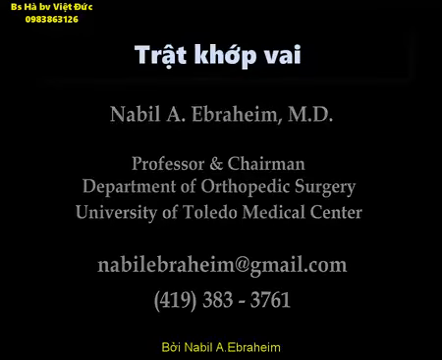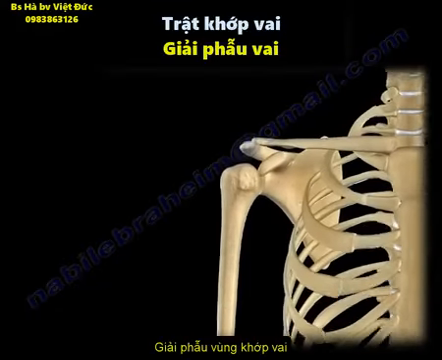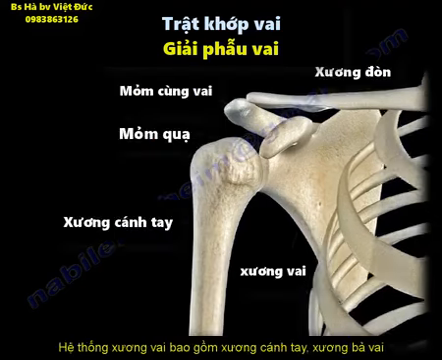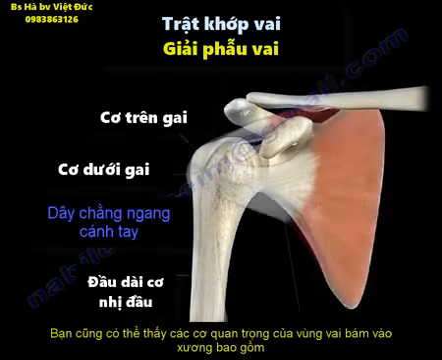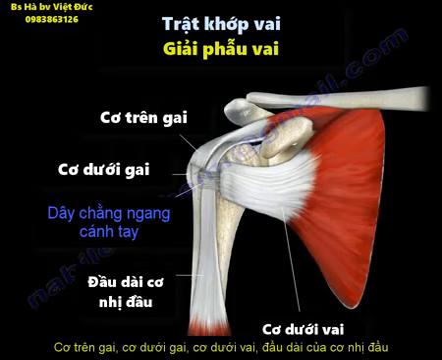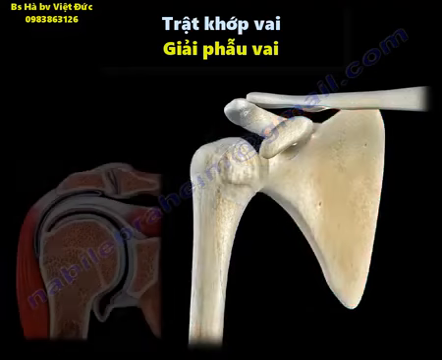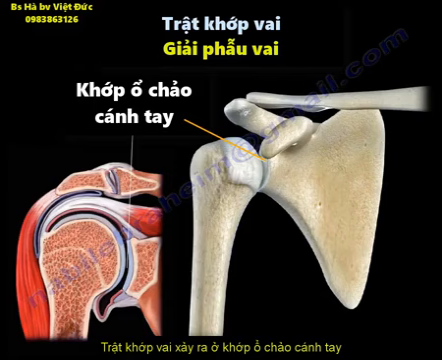Shoulder dislocations. Surgical anatomy: you can see here the bony anatomy of the shoulder area. It includes the humerus and the scapula. You can also see the important muscles attached to the shoulder area, including the supraspinatus, subscapularis, and long head of the biceps.